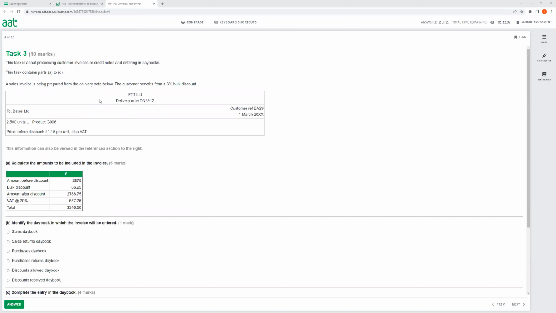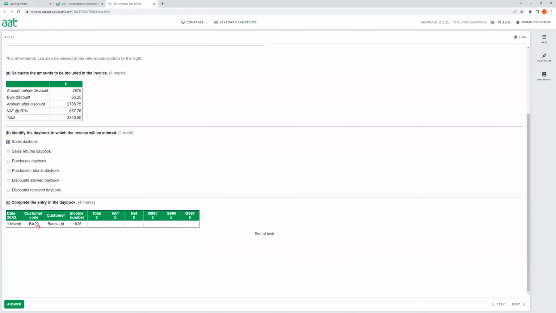So if I sell, then I'm sending the invoice to my customer. That means it is a sales invoice. A sales invoice always goes to the sales daybook. But if I receive the invoice from the supplier, that means I made a purchase. That will be the purchase daybook. So here it will be the sales daybook because a sales invoice is being prepared from the delivery note. All right, so the next one says complete the entry in the daybook. That's quite simple, just to complete. I don't know how it's 4 marks, but it's very simple, just copy.